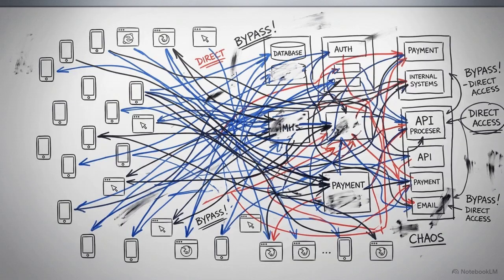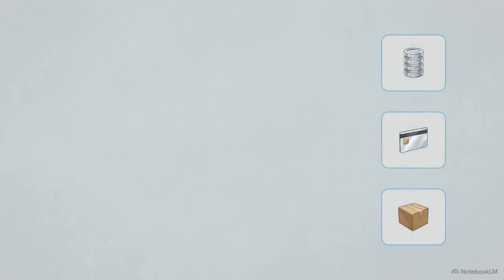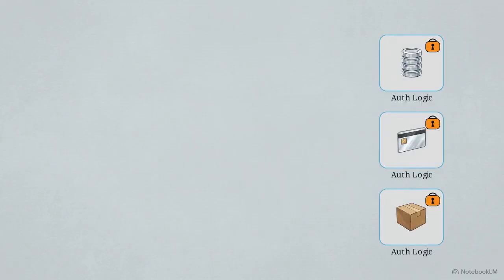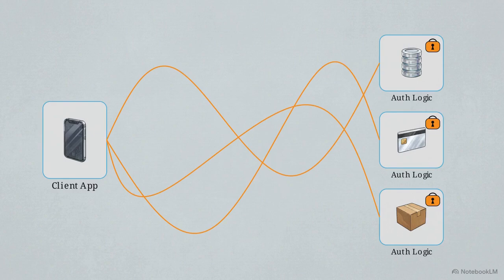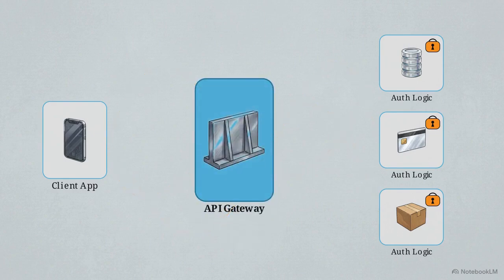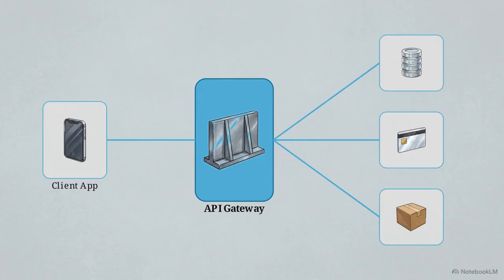Direct external access to discrete internal services decentralizes security and creates high coupling. This forces every individual node to manage its own authentication logic and ties the client application to your specific internal network addresses. The API gateway pattern resolves this by acting as a unified facade. It absorbs the external impact, centralizing JWT validation and rate limiting before routing organized traffic to the appropriate internal node.